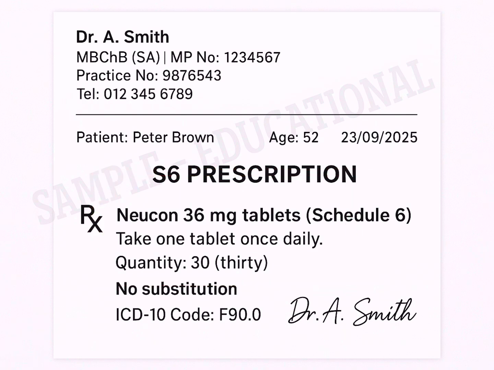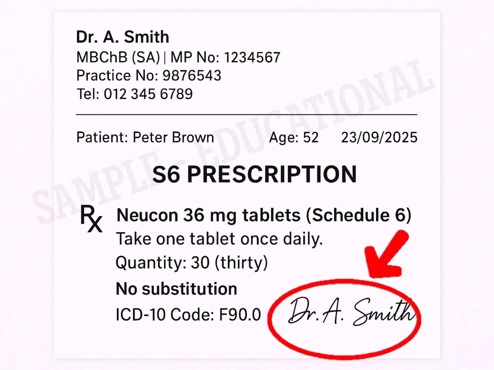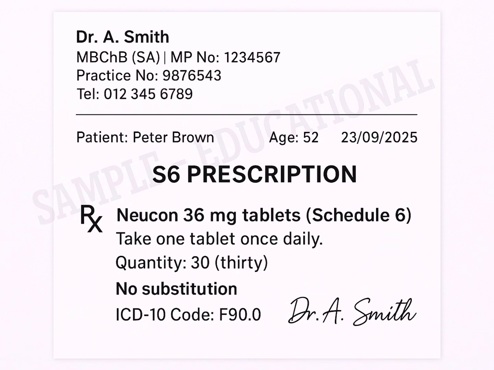It's for Newcon, 36 milligrams. As you can see, it's a Schedule 6 as well. And the direction is take 1 tablet once a day. The quantity is 30, and as you can see, it's written both in numbers and in words. And there is a no substitution note at the bottom of the prescription. There is also the ICD-10 code and the signature on your bottom right corner, Dr. A. Smith, and they sign them.